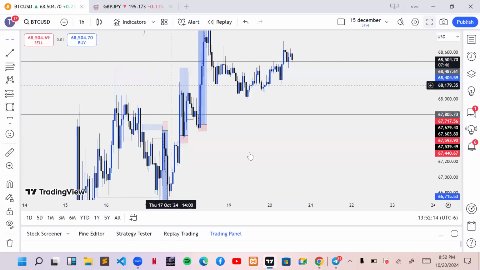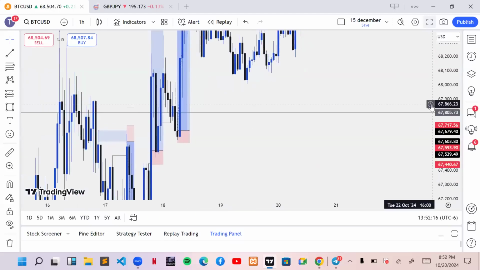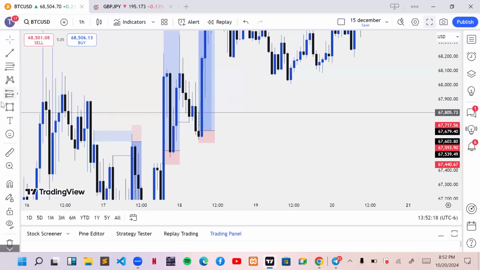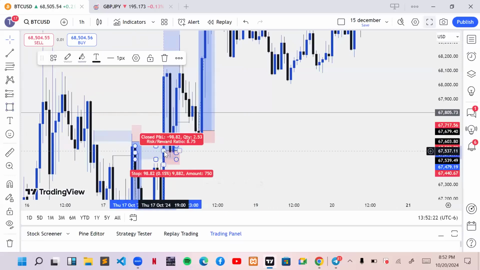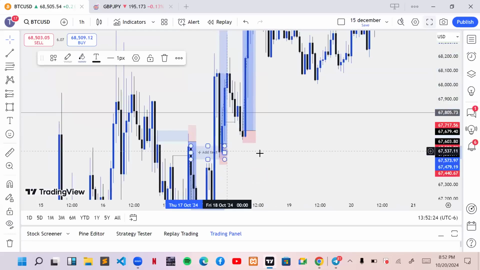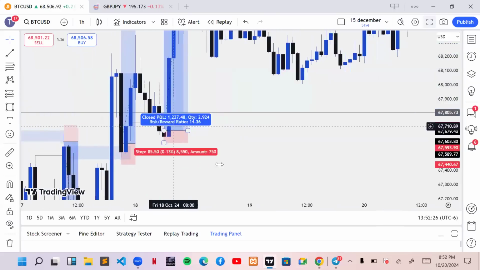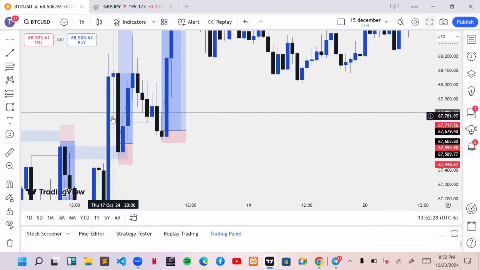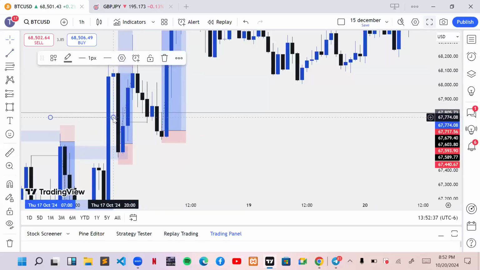For the trade on GJ, for the trade on BTC, I took this trade from this breaker block right here. Now, why did I take this trade from this breaker block? It was because there was a break of structure up here, and the first pullback that market made is actually this. This is the first pullback right here. So this is the inducement.